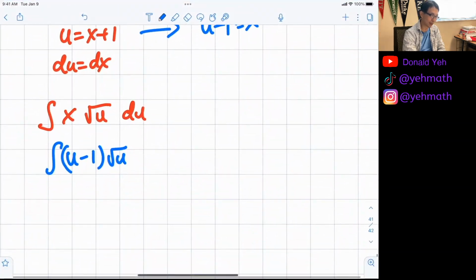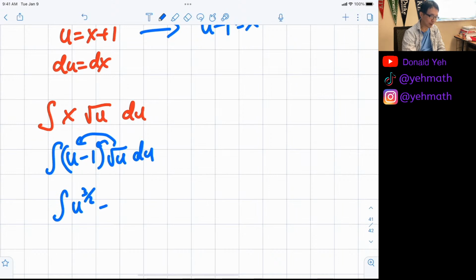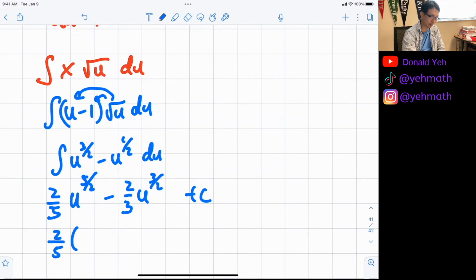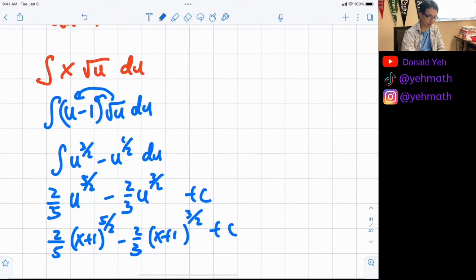Now, what happened is you're going to get du here. You can distribute backwards. So that's going to be u to the 3 over 2 minus u to the 1/2 du. So u to the 5 over 2, times 2 over 5, minus u to the 3 over 2, times 2 over 3, plus c. Now I can convert back to x if I wanted to. So it'll be 2 over 5 times x plus 1 to the 5 over 2, minus 2 over 3 times x plus 1 to the 3 over 2, plus c.